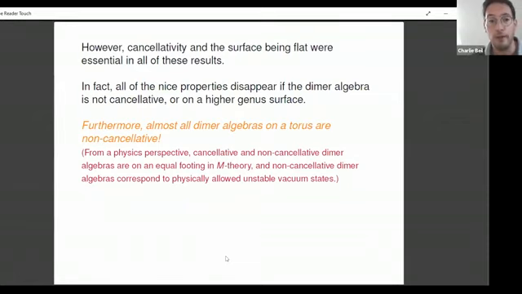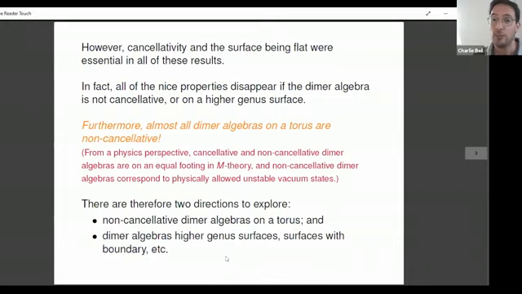And from a physics perspective, cancellative and non-cancellative dimer algebras are on an equal footing. So they're equally good in M theory. And non-cancellative dimer algebras correspond to physically allowed unstable vacuum states. So they're physically allowed, they're just unstable. So they would quickly decay, whatever this means, to a cancellative one. So there are therefore two directions to explore. One is non-cancellative dimer algebras on a torus, and the other is dimer algebras on higher genus surfaces or surfaces with boundary, things like this.